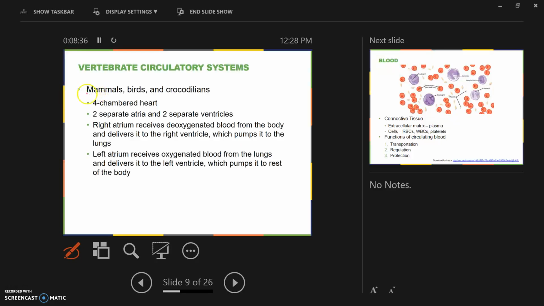Mammals, birds, and actually crocodiles, crocodilians include alligators, all have a complete four-chambered heart. So even the birds and the crocodiles and alligators have a complete four-chambered heart with two completely separated ventricles. The right atrium receives deoxygenated blood from the body and takes it to the lungs. So the right side of the heart pumps blood to the lungs where it picks up oxygen, and then the left side of the heart pumps blood to the rest of the body where it delivers that oxygen.